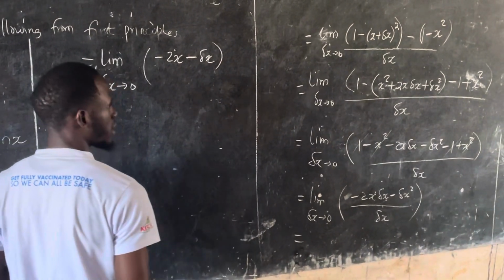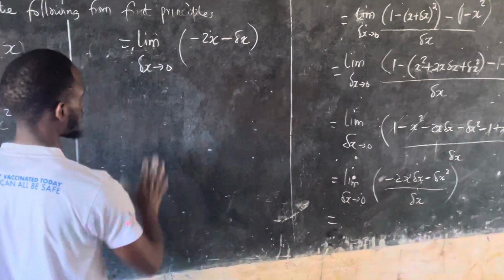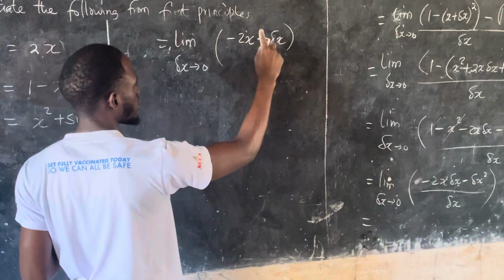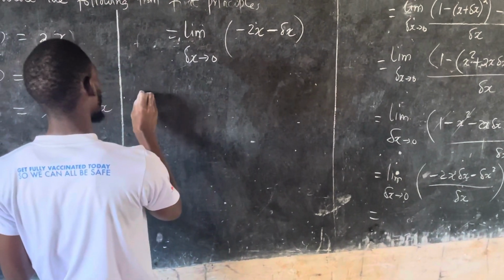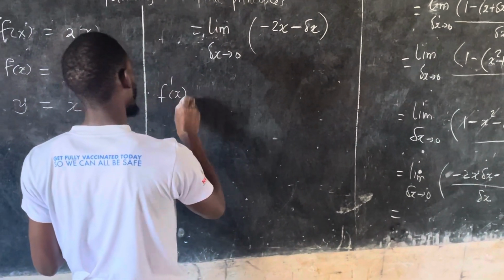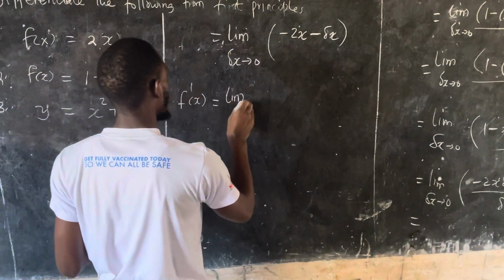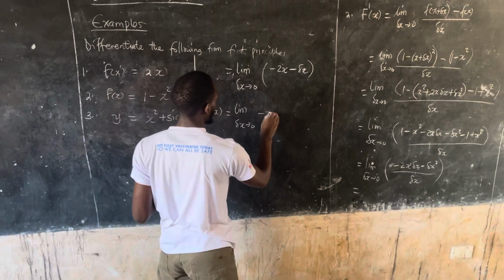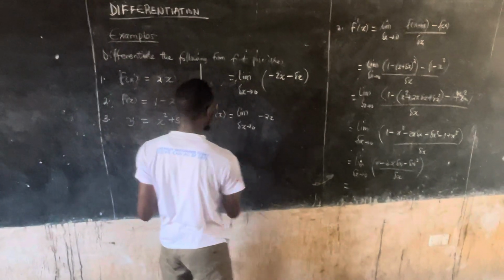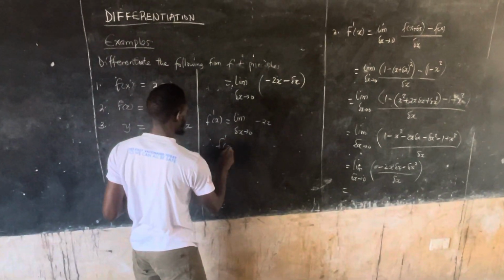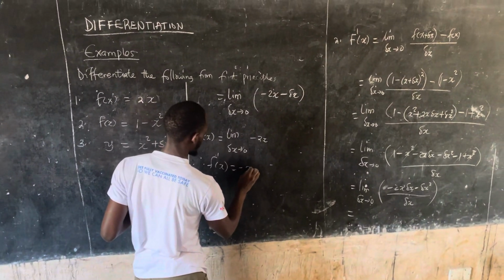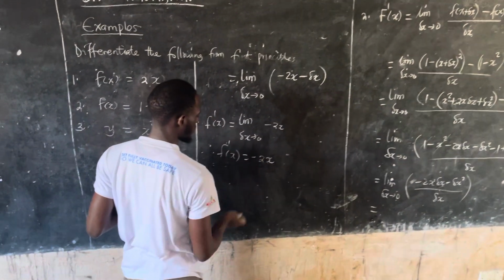Now, if I have delta x remaining in my function, we are saying delta x is tending to 0, so this becomes 0. So this implies that f prime of x is simply going to be the limit as delta x tends to 0 of negative 2x. So therefore, f prime of x of our function 1 minus x squared is simply going to be negative 2x.